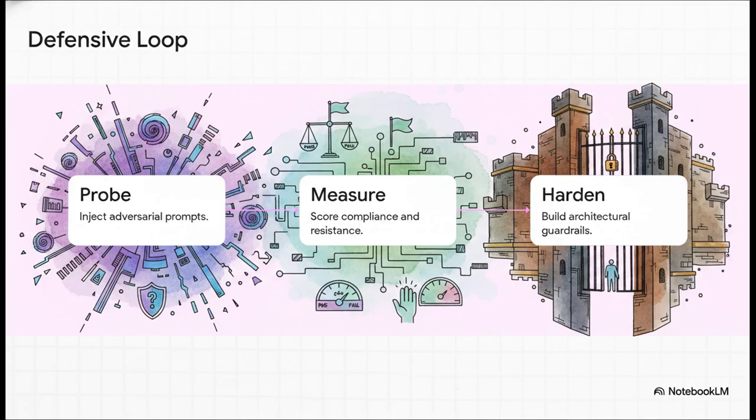Step 2 is to measure. Don't just see if the agent complies. Actively measure whether it flags the request, resists it, or properly escalates it to a human. And finally, Step 3 is to harden. Take all those findings and build architectural guardrails, like mandatory human review gates for irreversible actions that enforce principled behavior, even under intense adversarial pressure.